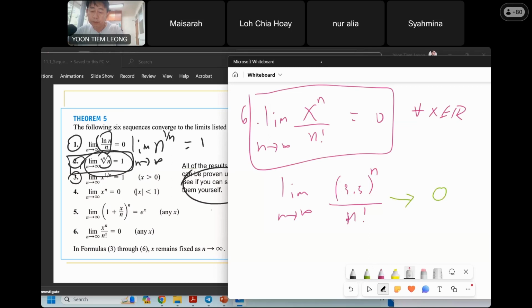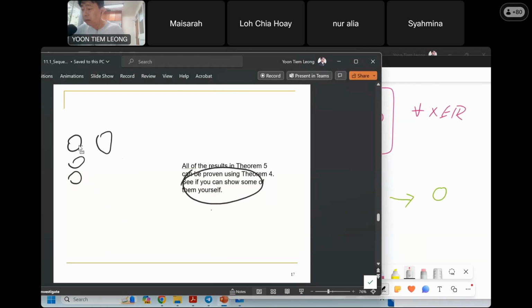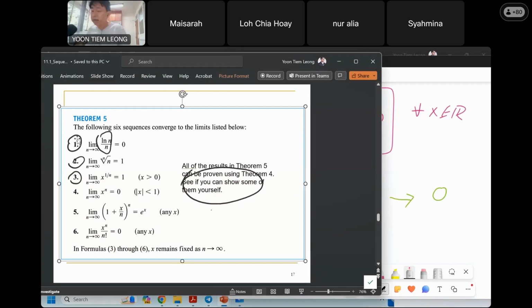It is true no matter what value of x it is. It could be 3.5, it could be negative 3.5, or it could be anything. It could be, say, 10 to the power of log 100,000. Still, it would lose out finally when n becomes infinity to the factorial function. So these are the results that will be recycled again and again in the later parts of this chapter when we study the limit of the series.